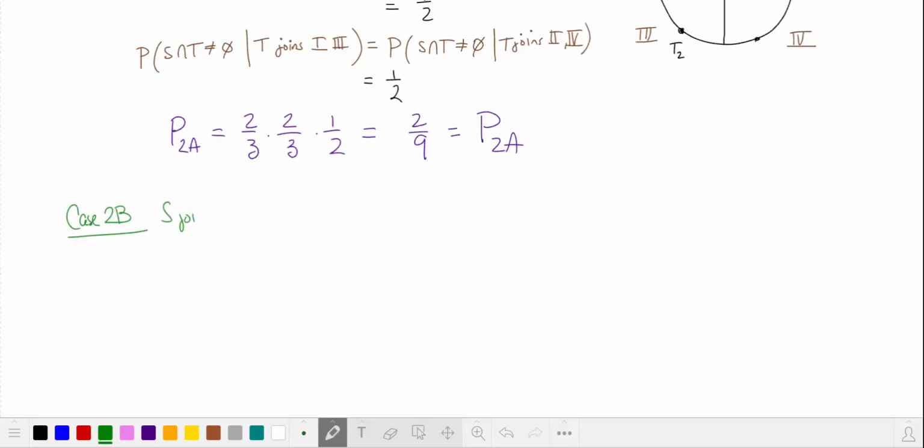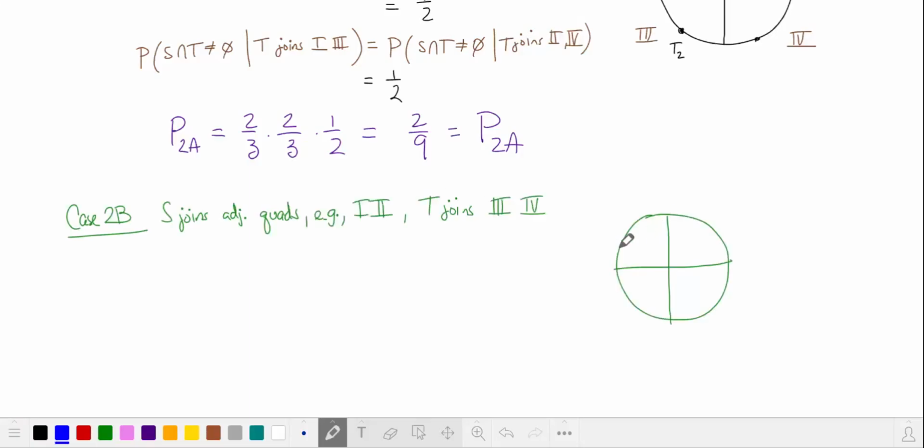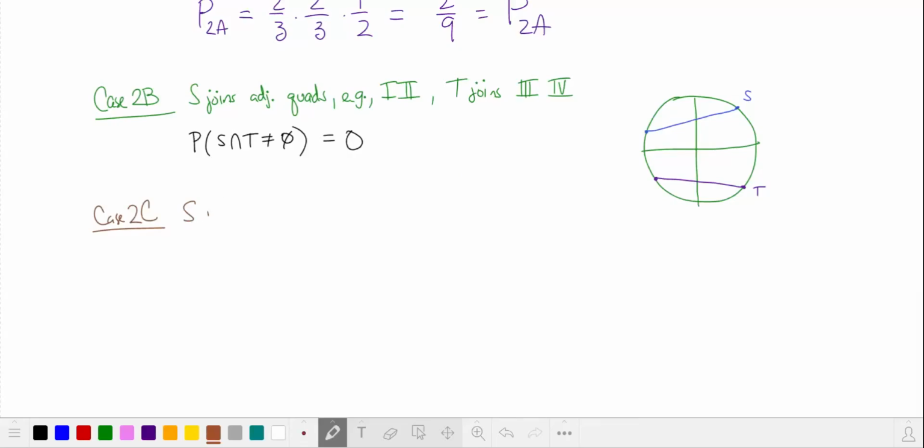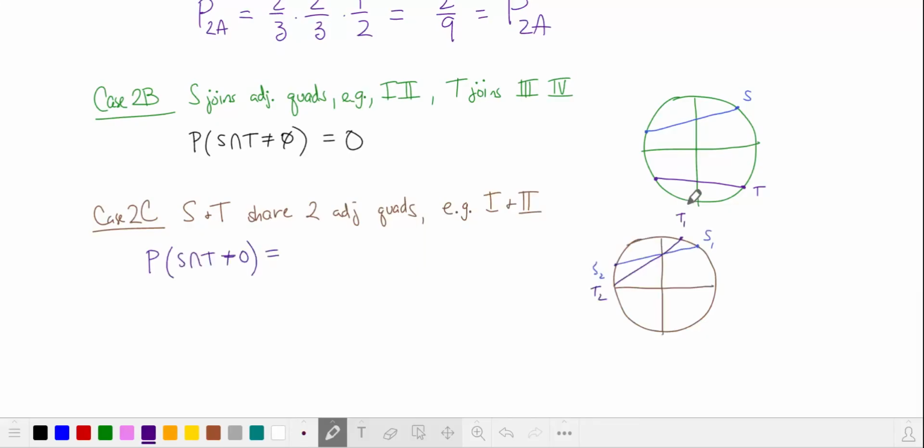S joins adjacent quads. T joins the other 2 quadrants. Sketching this again, that puts S up here and T down below. The probability that there's an intersecting point between S and T, that's never going to happen, so it's 0. We'll go on to case 2c. Here, S and T join the same 2 adjacent quads. We saw this earlier. Again, we had to have T1 above S1 and T2 below S2, or vice versa. This was probability 1/2. So our total probability for case 2c was 2/3 to put S into 2 adjacent quads, 1 out of 6 for T to share those same 2 quadrants, and then 1/2 for an intersection. So this probability is 1/18.